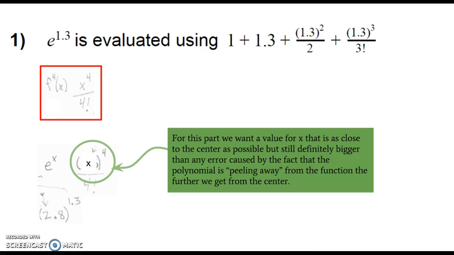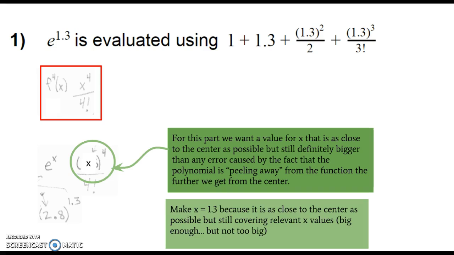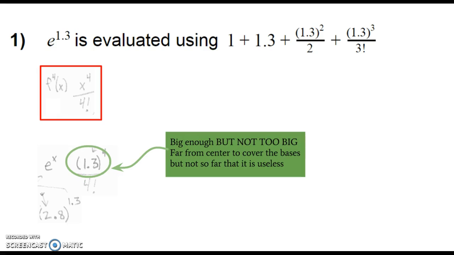Now for the next part, I want to find an x value, and we know that the Taylor polynomials are going to peel away from the actual function the further out you get. So we want to put in an x value that's far enough away from the center to be relevant. So in this case, I want to go out to at least 1.3 because I need to cover 1.3, but I don't want to go any further than that because then I'm going to be too far from the center. So basically, I'm going to let x equal 1.3 in this case because it's close enough to the center to be useful, but not so far away that it's crazy, giving me that value for x.